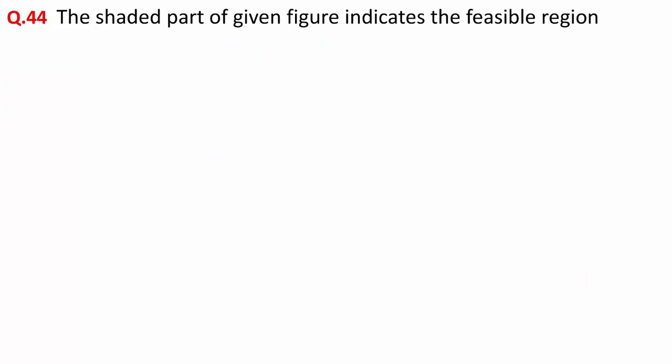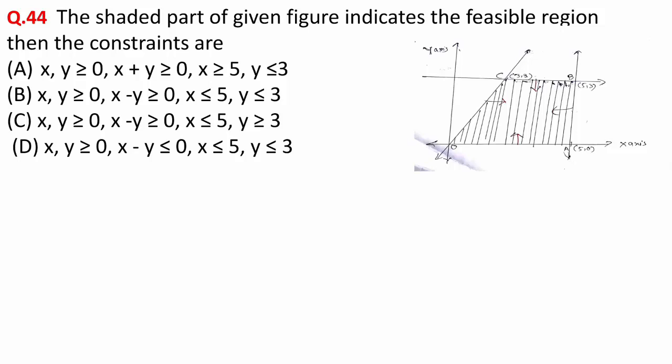Question 44. The shaded part of the given figure indicates the feasible region. Then the constraints are: A. x, y greater than or equal to 0, x plus y greater than or equal to 0, x greater than or equal to 5, y less than or equal to 3. B. x, y greater than or equal to 0, x minus y greater than or equal to 0, x less than or equal to 5, y less than or equal to 3. C. x, y greater than or equal to 0, x minus y greater than or equal to 0, x less than or equal to 5, y less than or equal to 3. D. x, y greater than or equal to 0, x minus y less than or equal to 0, x less than or equal to 5, y less than or equal to 3.